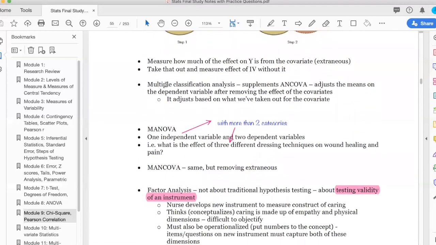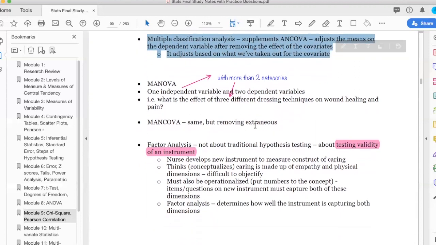you can also do a multiple classification analysis after that. And basically, all that does is it changes the means on the dependent variable after you remove the effect of the covariates. I don't think this is really important at all. Okay.